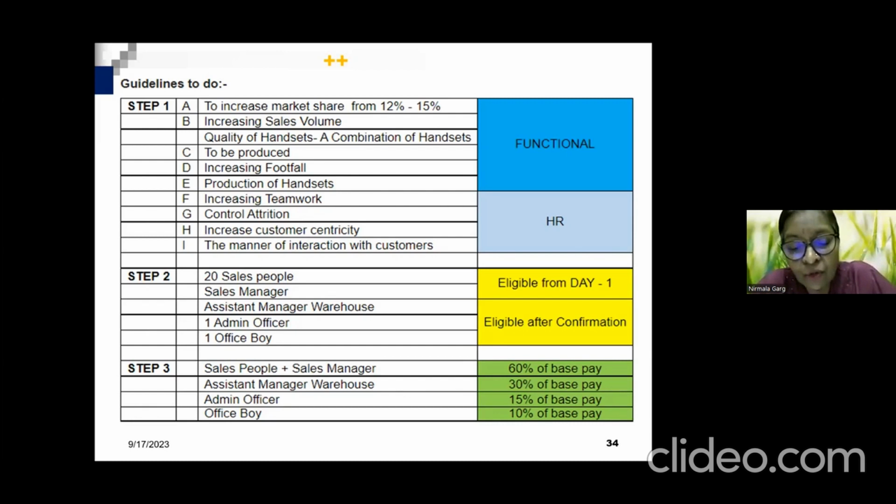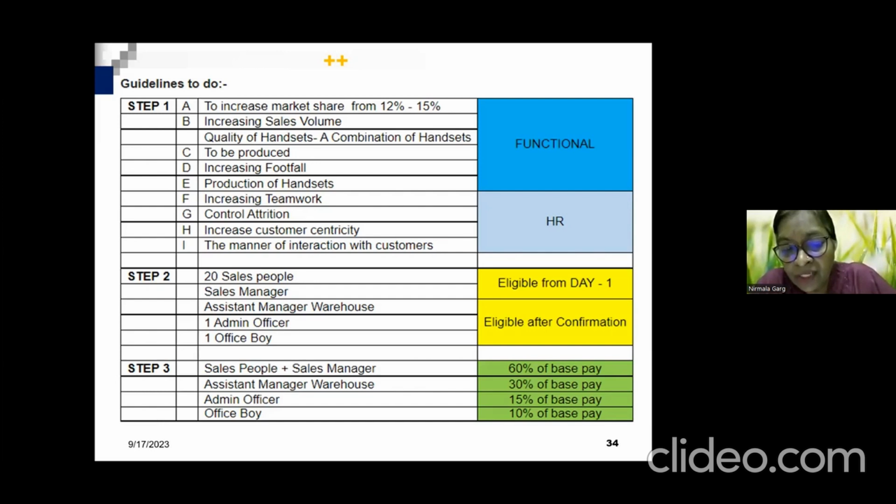So now you need to design a variable pay plan, a pay for performance plan. This is the background of this organization, which is a retail store. Now, how many salespeople are there? There are 20 salespeople, and you have a sales manager, and you also have a salespeople manager.